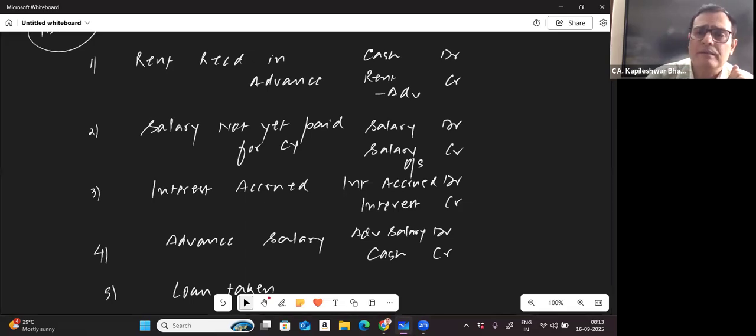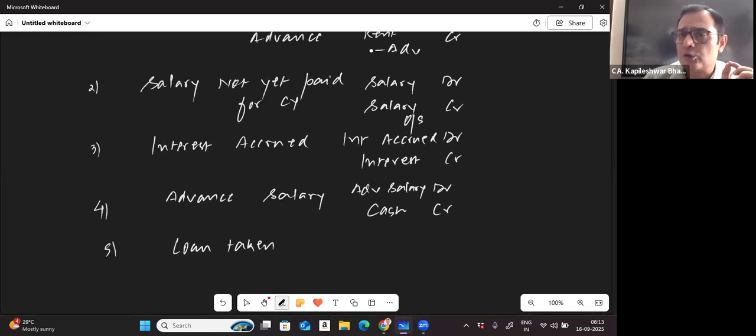And finally, loan taken. There are two accounts impacted. One is there is a cash increase that will get a debit, and there is a liability, which is a loan, and that gets a credit.